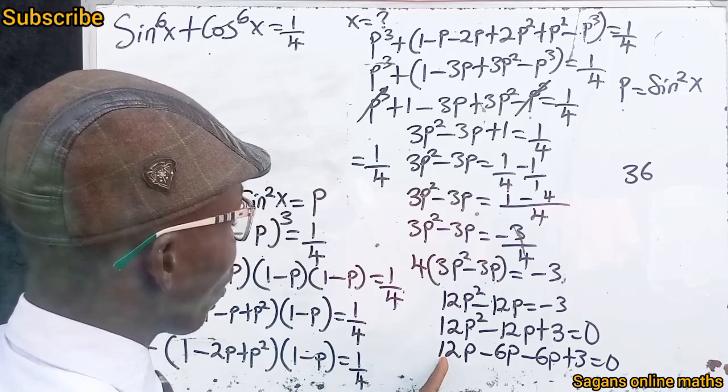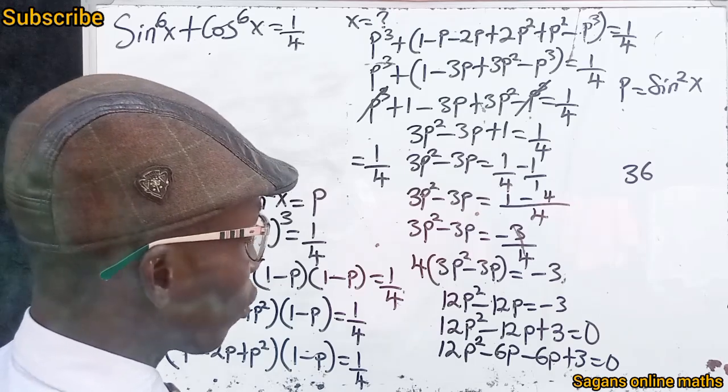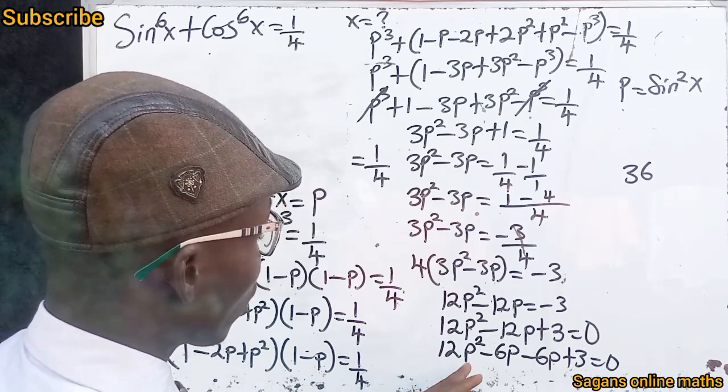Now our left hand side, 12p, sorry, this is square, right? This is square, don't forget. 12p square minus 6p, what is common? 2 is the common factor. 2 can go here, 2 can also go here.